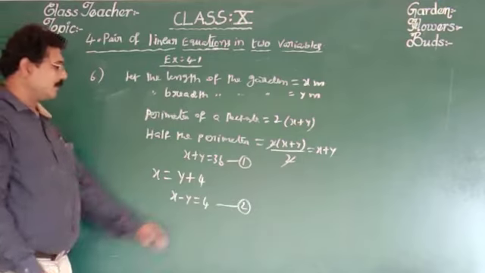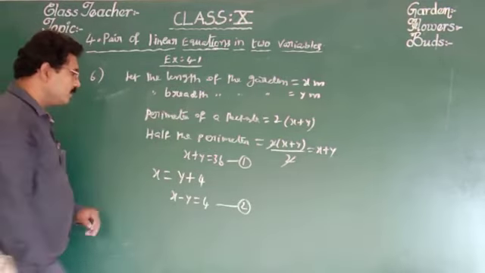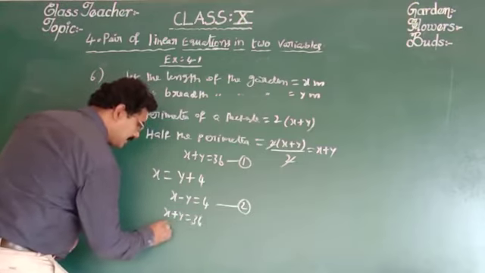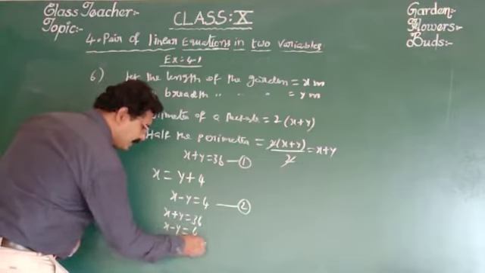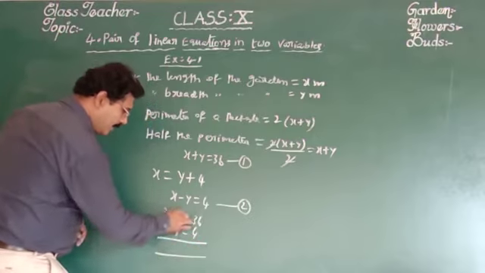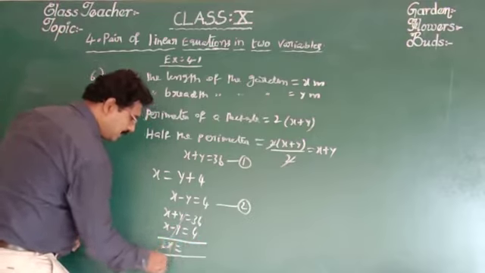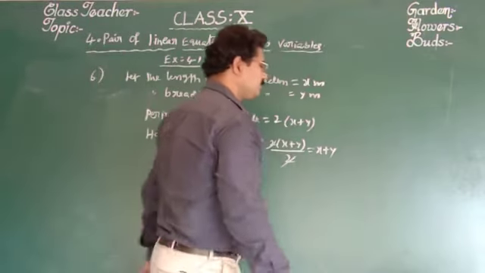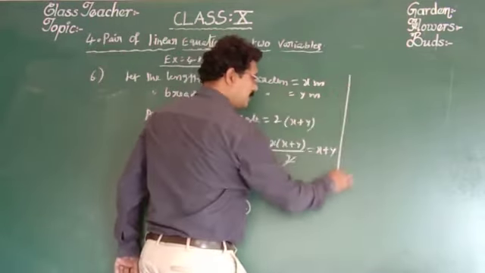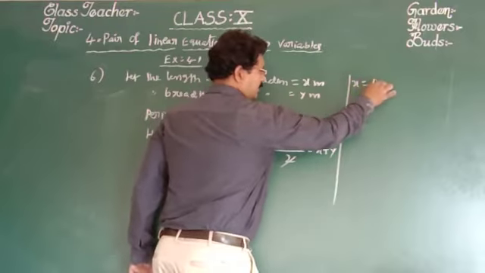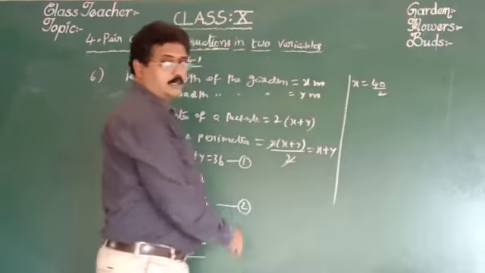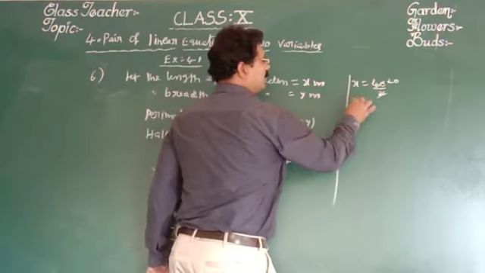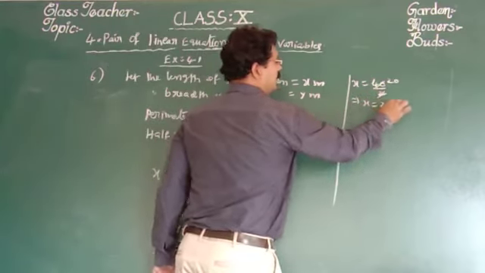Now solving 1 and 2. By solving 1 and 2, directly you write x plus y is equal to 36, x minus y is equal to 4. Now y gets cancelled. 2x is equal to 36 plus 4, 40. Now x is equal to 40 by 2. 40 by 2 is 20. So that implies x is equal to 20 meters.